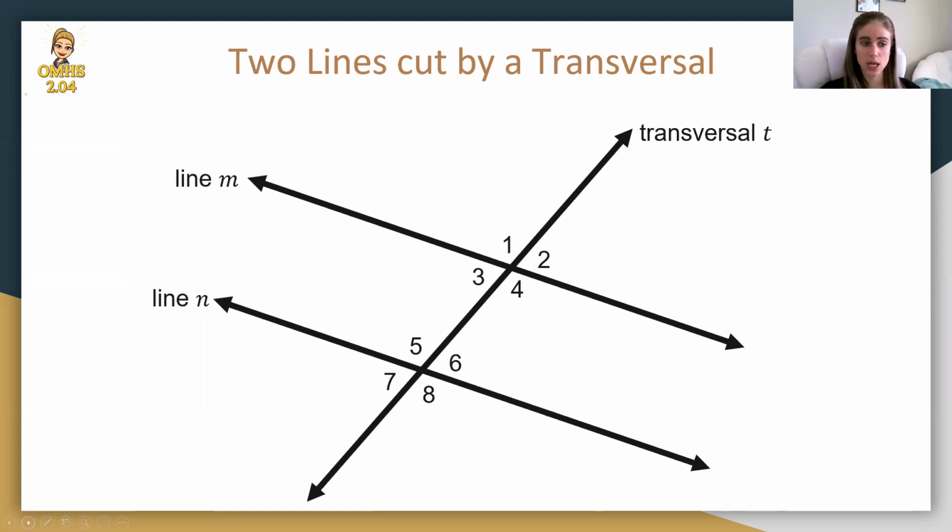When that occurs, that transversal creates 8 different angles. Angle 1, 2, 3, 4, 5, 6, 7, 8. So I have 8 different angles. What we're going to learn about today is the different angle pairs that this creates, all right? And there are 3 different types that we're going to cover. So 3 new pieces of information today.